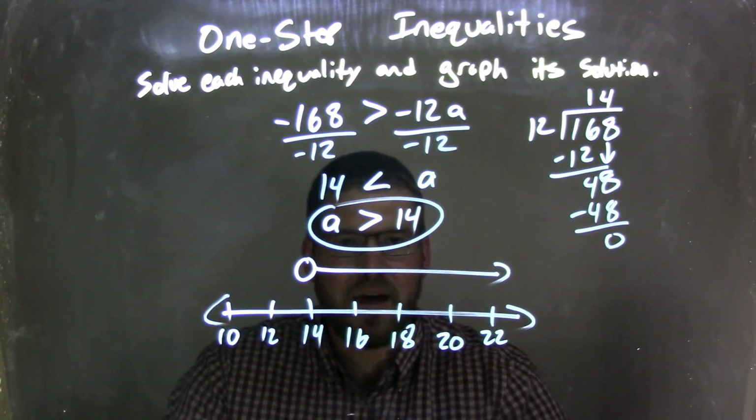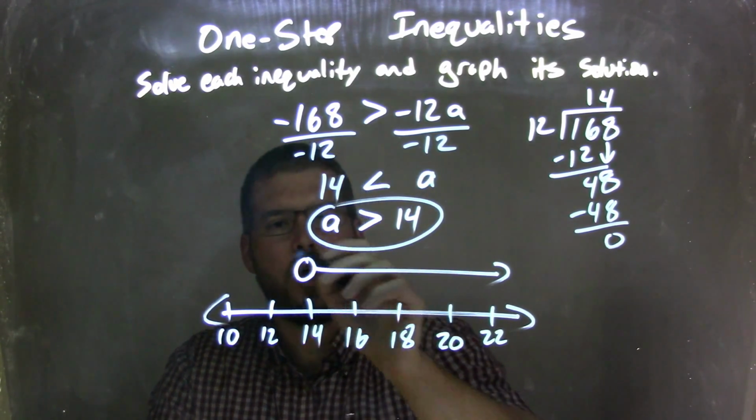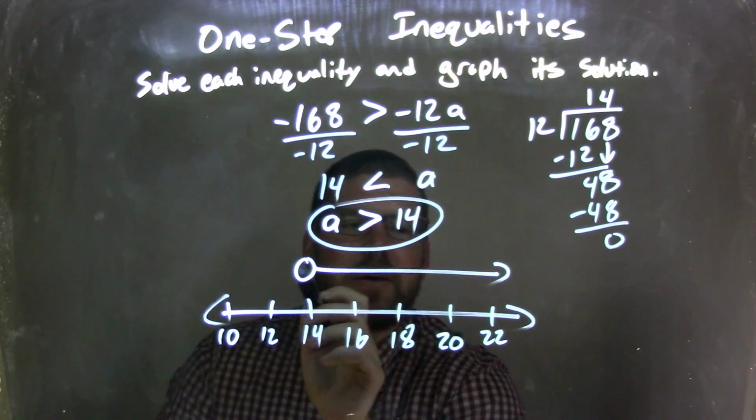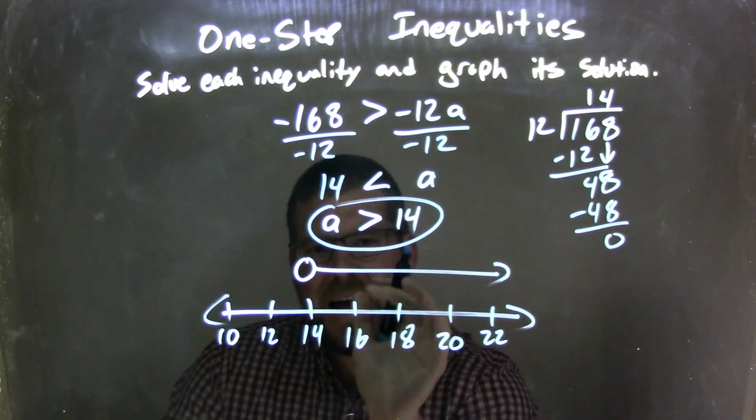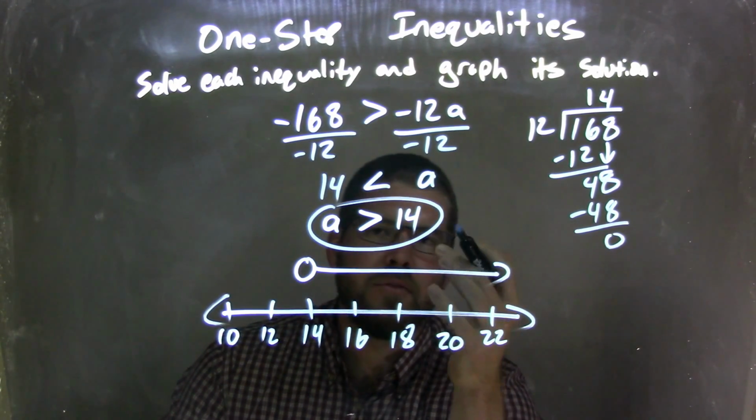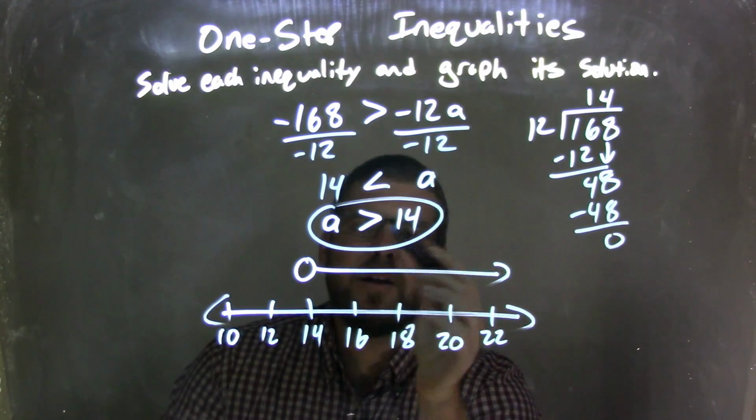I needed to graph that. Since it's not equal to 14, it becomes an open circle at 14. And then we shaded to the right because we said a is greater than those values. So this graph matches our final answer of all the possible solutions for a, that is a is greater than 14.